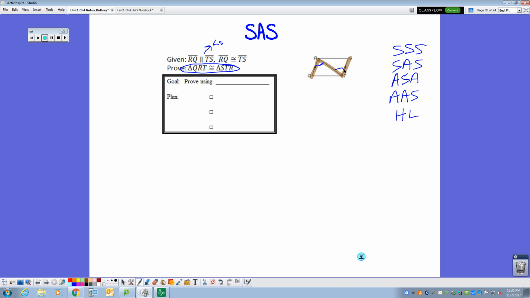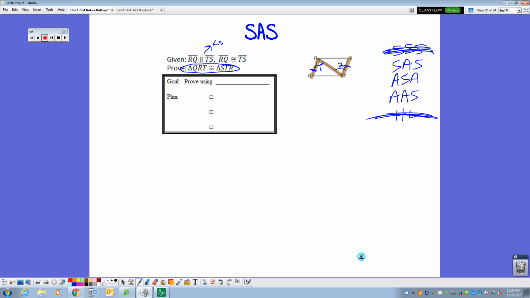So they gave us angles. And if we're going to refer to those angles, I'm going to put a 1 and a 2 in there. So it's easier to refer to them than using 3 letters. We also have given to us that RQ is congruent to TS. So right now I have one angle and one side given. They're not right triangles, so it's not HL. I have an angle, so it's not SSS.